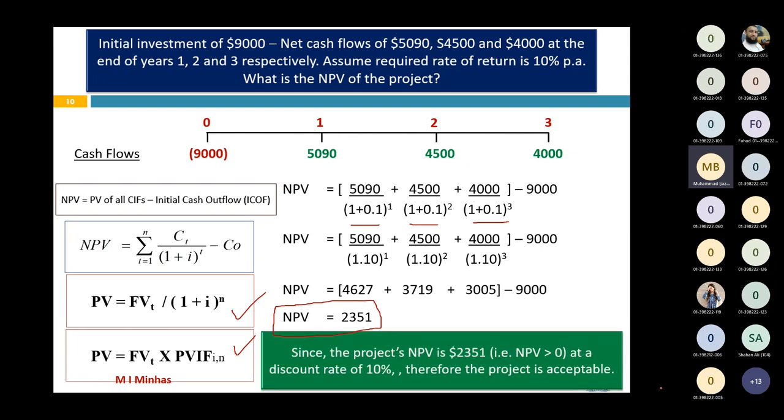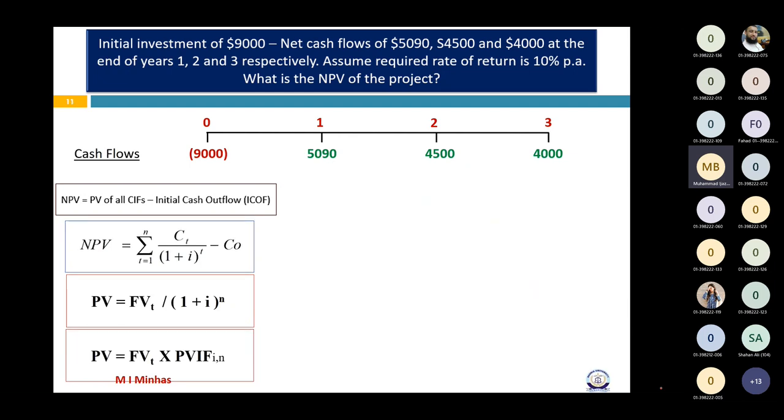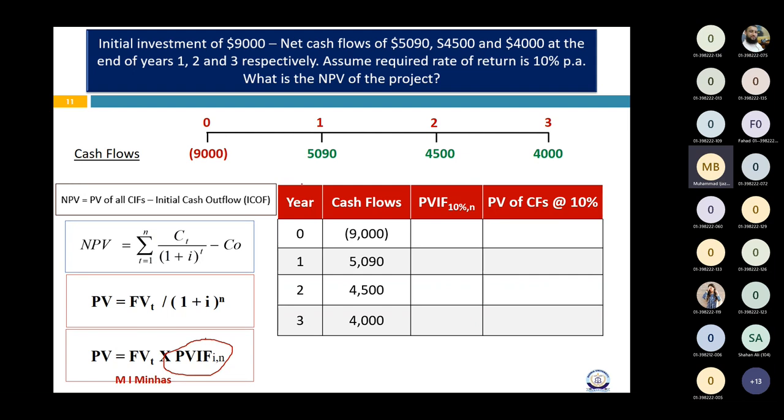Okay, now let's try to solve the same question using the present value interest factor. If I use the present value interest factor from a table, how am I going to calculate it? Look, this is the table that we'll draw. The first column is year here.